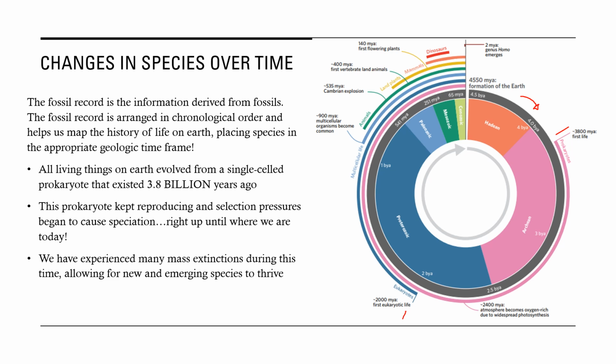This is because these prokaryotes would have kept reproducing, the selection pressures would have kept on changing, and speciation would have been occurring right up until where we are today as Homo sapiens and all of the other species on Earth. So it's very cool.